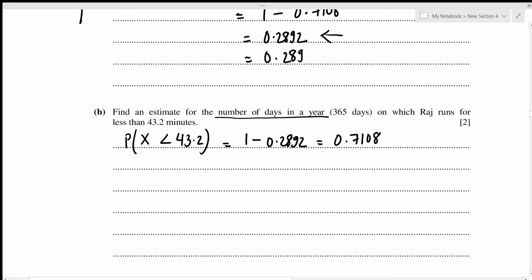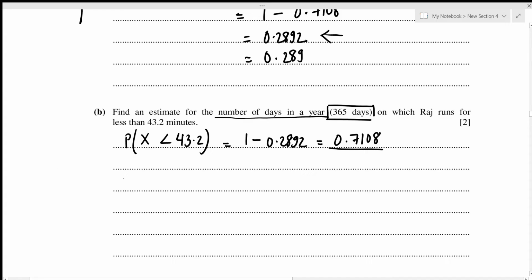Now we need to figure out an estimate for the number of days in a year. So we need to figure out on how many days in a year Raj runs for less than 43.2 minutes. If we're just looking at this probability, it just gives the probability in a single day, but we're looking at the estimate for the entire year, right?